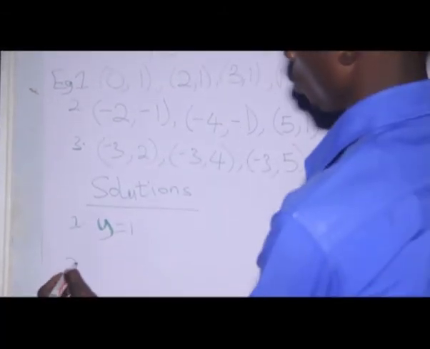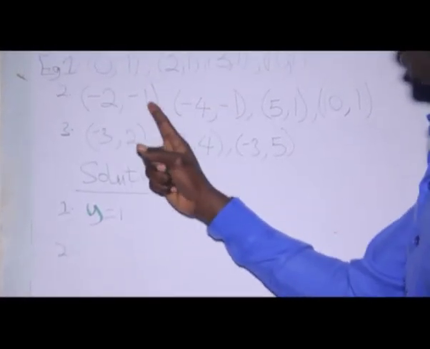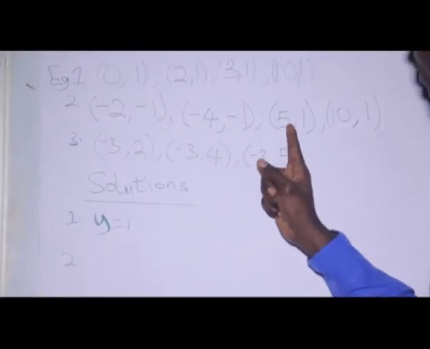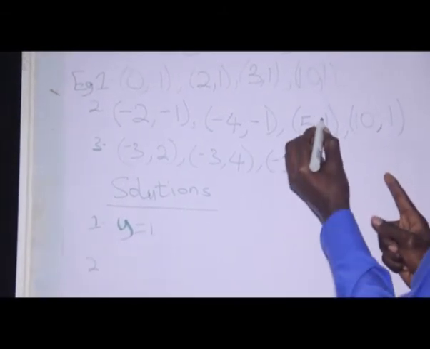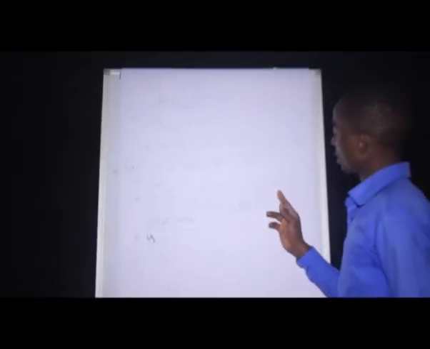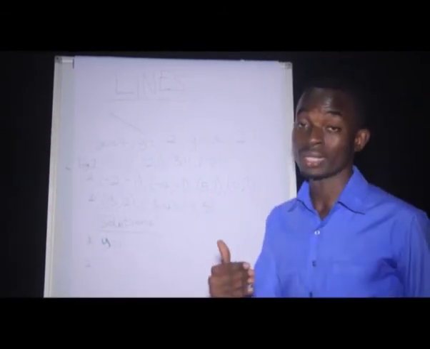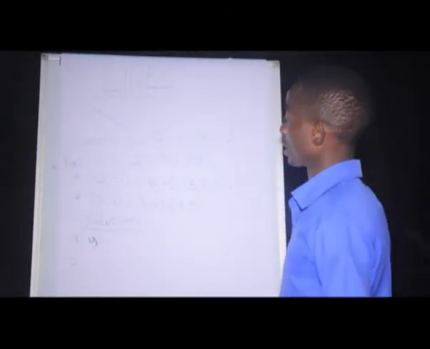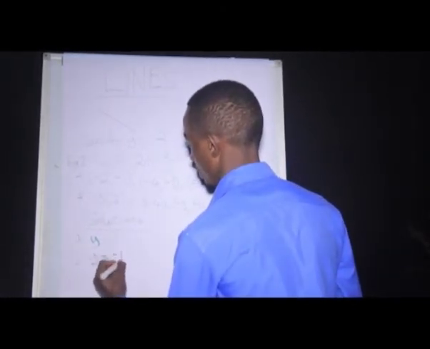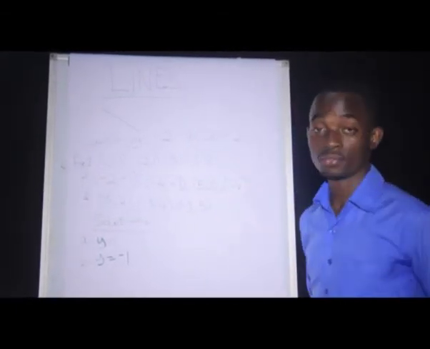We can look at example 2. We have -2, -1; -4, -1; and so on. This is my x, this is my y. I made a mistake, it should be -1 here and -1 here. Now when you observe closely, you realize that all the y coordinates in this case are -1. So the equation that joins all these points is going to be y is equal to -1, the reason being that all the y coordinates are -1.